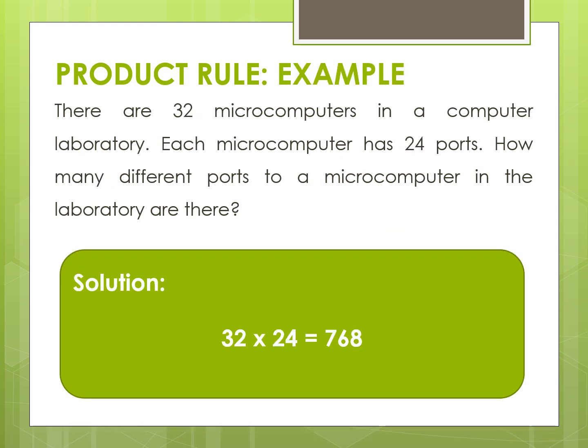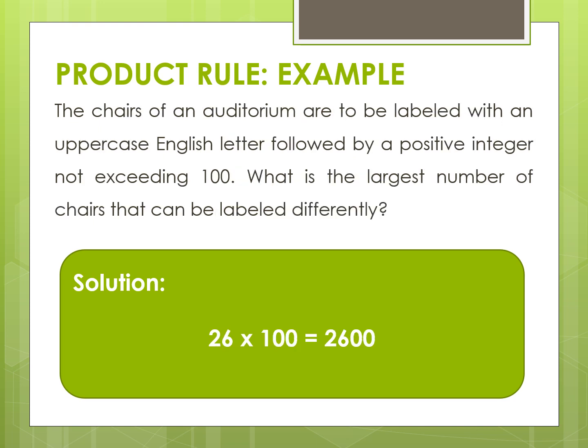Example: there are 32 microcomputers in a computer laboratory. Each microcomputer has 24 ports. The problem now is how many different ports to a microcomputer in the laboratory are there. The solution is 32 microcomputers multiplied by 24 ports, which is equal to 768 different ports to a microcomputer in the laboratory. Succeeding slides are other examples for you to read and analyze.